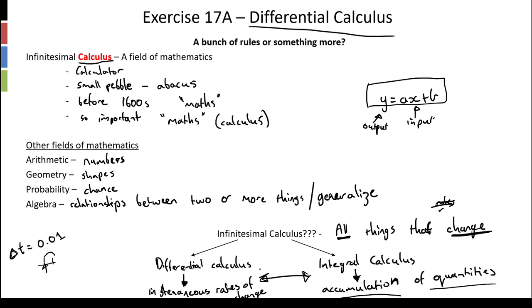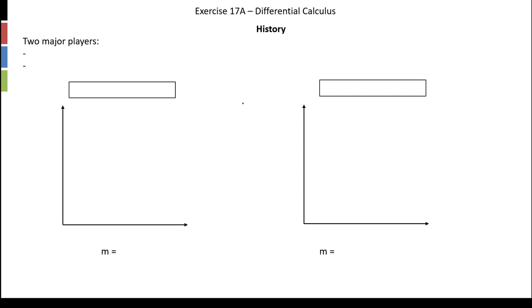So infinitesimal calculus is a study of all things that change, and it gives us a mathematical way to describe them. Now, I mentioned previously, way back up here, it was invented in the 1600s. It was invented simultaneously, not together, but simultaneously by two different people. One of them you may not have heard of. He is Gottfried Leibniz.